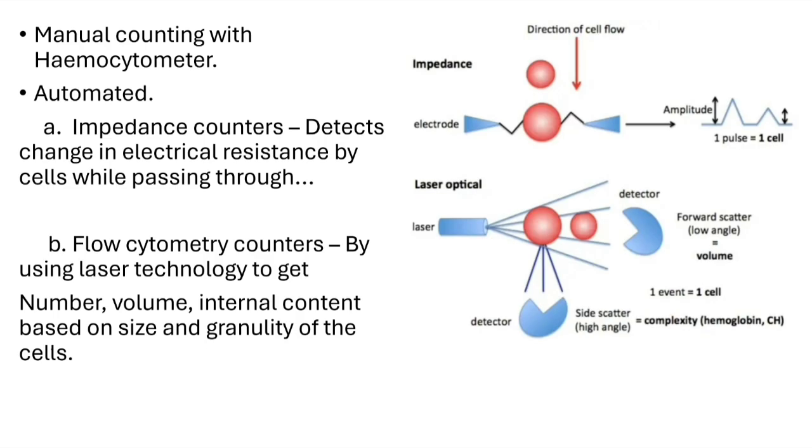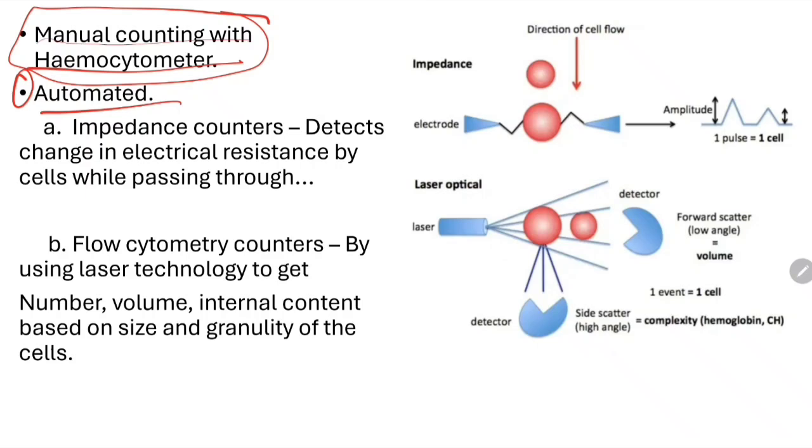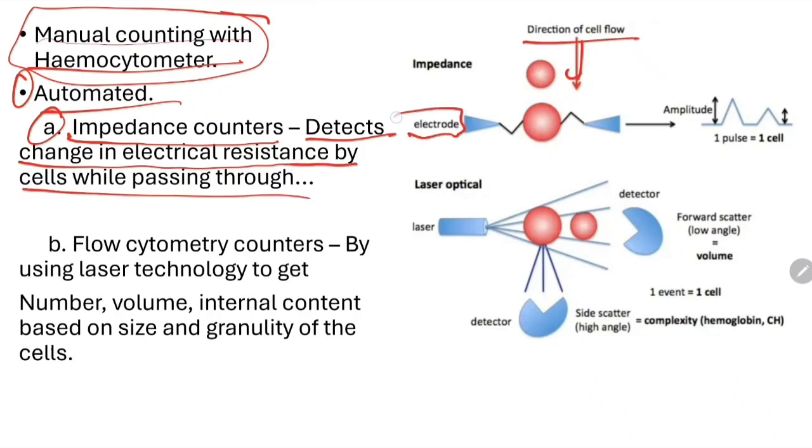Now, the different methods of RBC counting. We have the manual method, the hemocytometer with slide, which we have already discussed. Then the automated method. We have two types of automated method: impedance counters, which detect the change in electrical resistance by the cell while passing through. So the cell passes through the chamber, it changes the electrical resistance, and that is counted as 1 pulse, and 1 pulse is 1 cell.